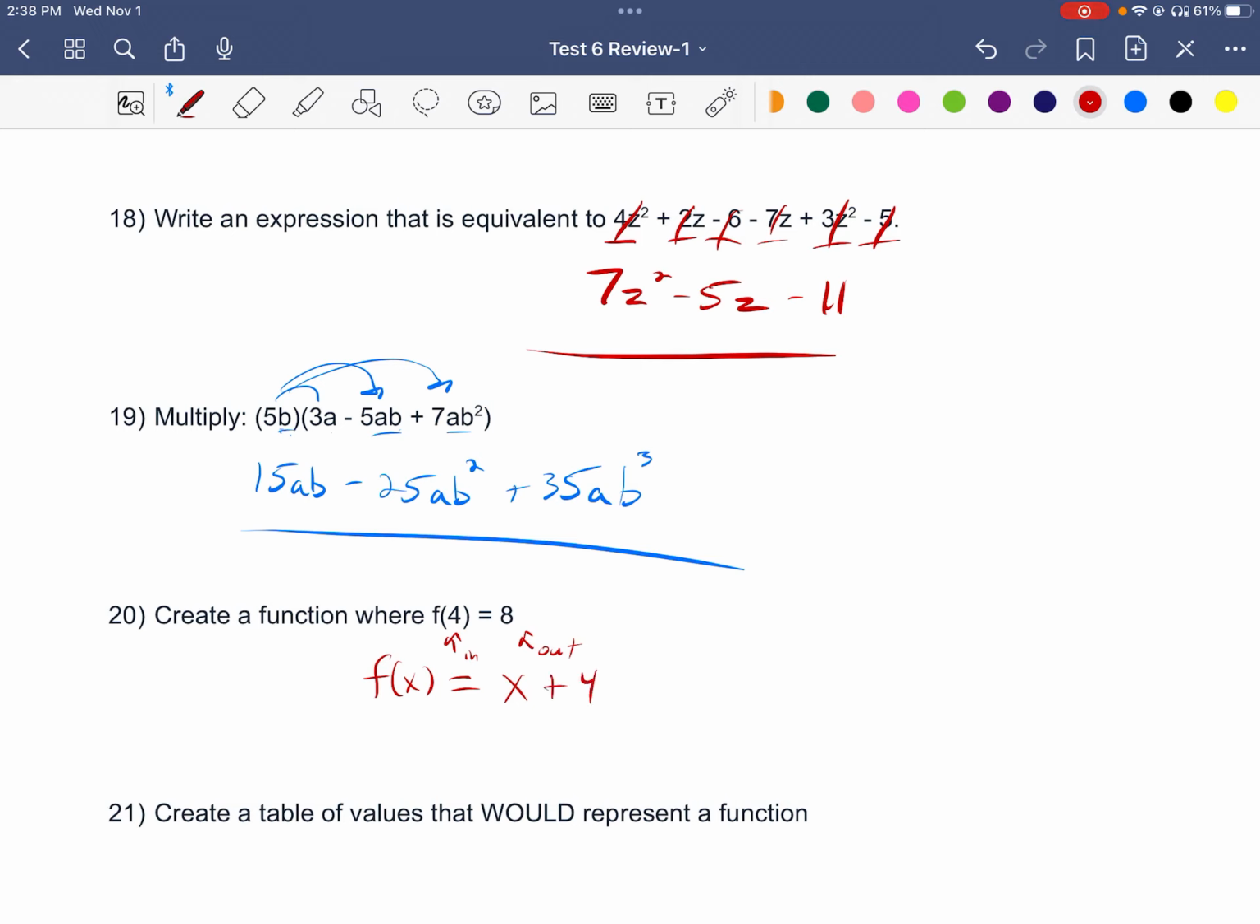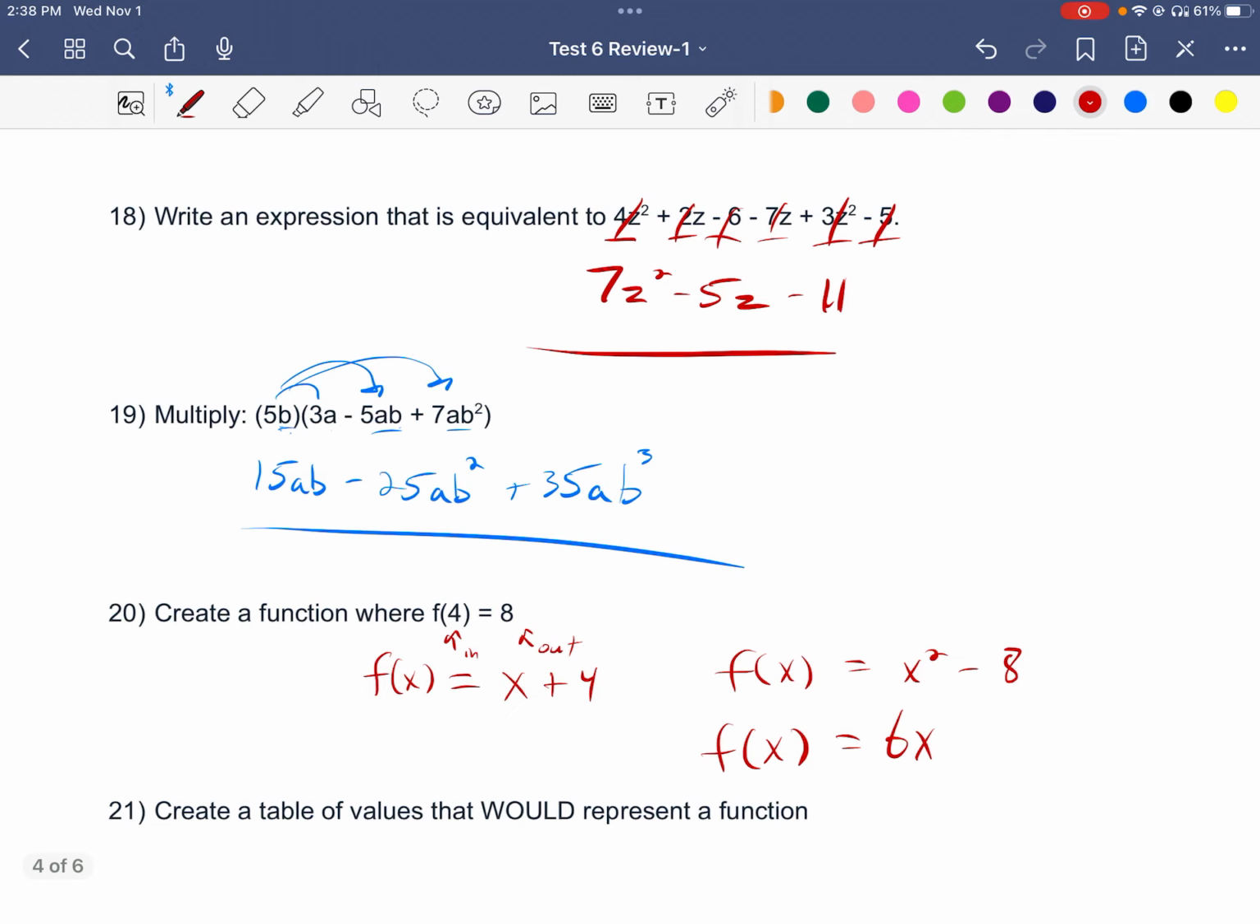If I had x squared, that would be 16. I'd have to take away 8. If I did f of x equals, I don't know, 6x, if I input a 4 there, I get 24. So I'm going to have to do like minus 16. Lots of different things you could have. But just understanding that, being able to create it.